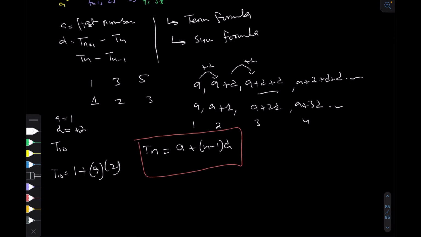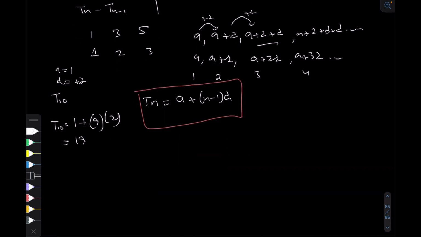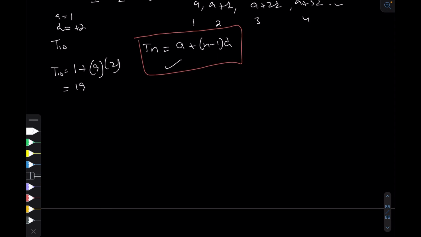So after 10 seconds, it will be at 1 plus 18, which is 19, right? This is your Tn. Next up is your sum formula.